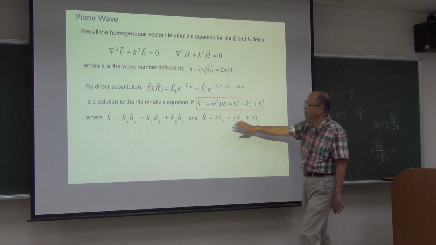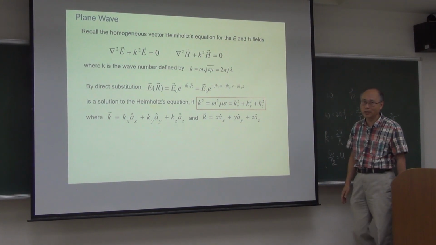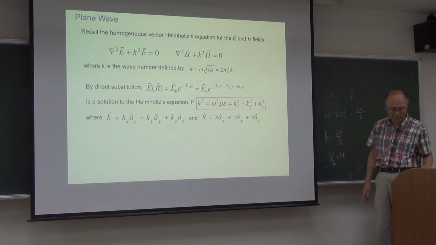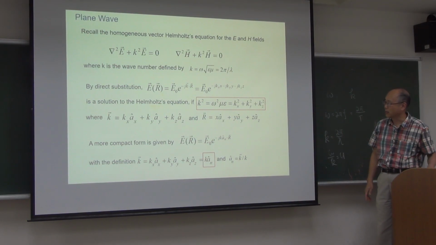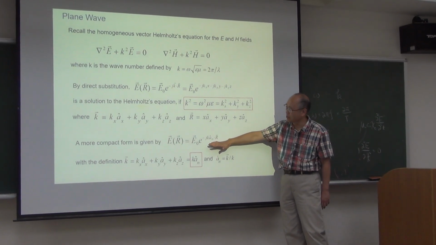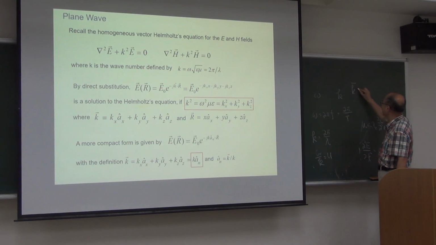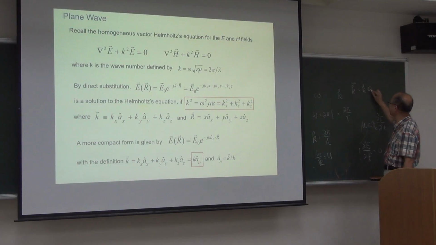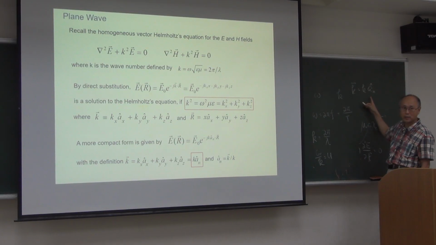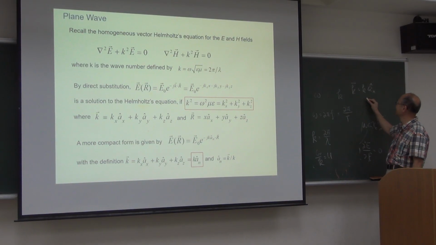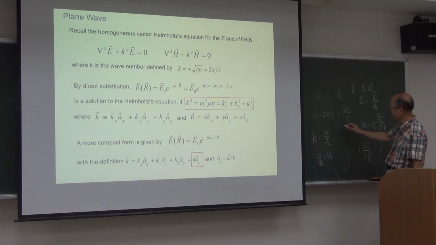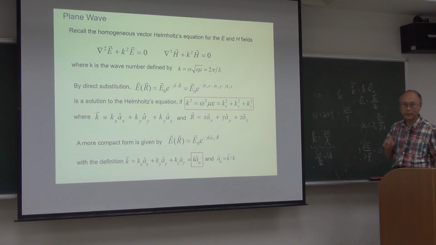K has 3 components, and r is basically just a position vector in space. The compact form is to write this k into some magnitude of it, and then a propagation direction, a unit vector, to specify the wavefront propagation direction. So basically this a_n, this unit vector, is k divided by the magnitude of it. And this k, again, is equal to 2 pi over lambda.